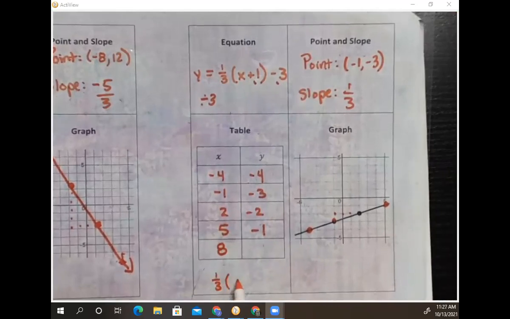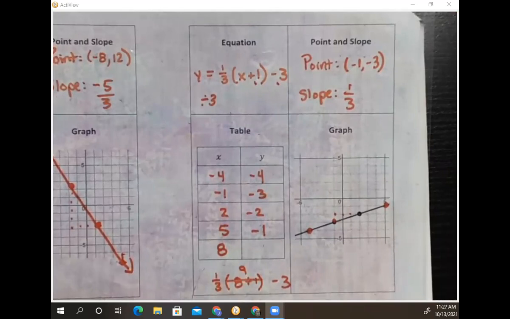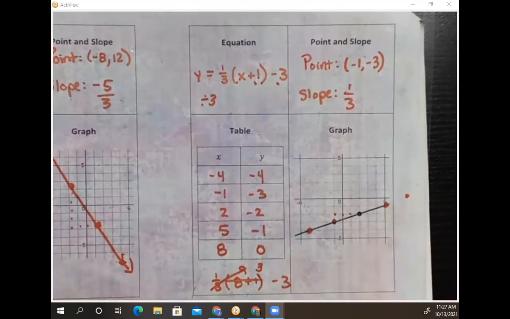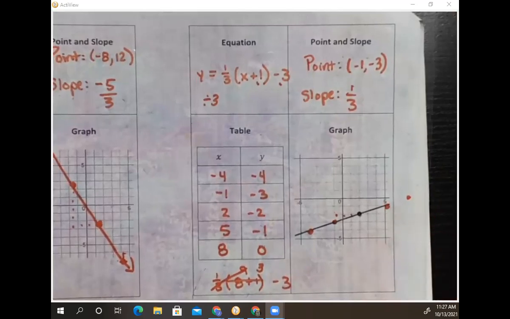So 1/3 times 8 plus 1 minus 3. 8 plus 1 is 9. 9 times 1/3 is the same as 9 divided by 3. 9 divided by 3 is 3. And 3 minus 3 is 0. So our last point would be out here somewhere, (8, 0). Questions for me on this last one?